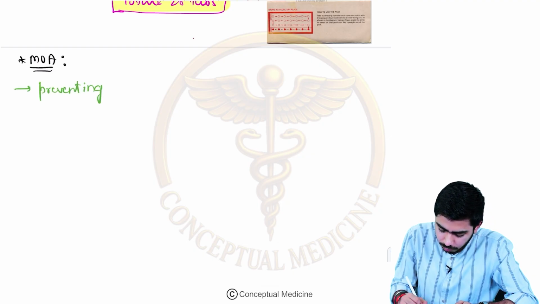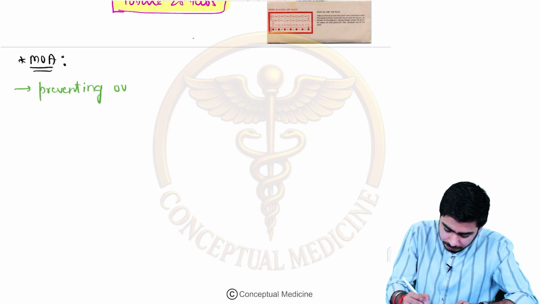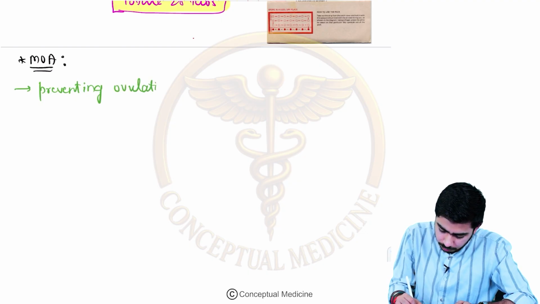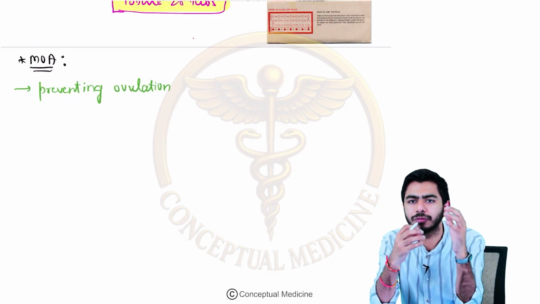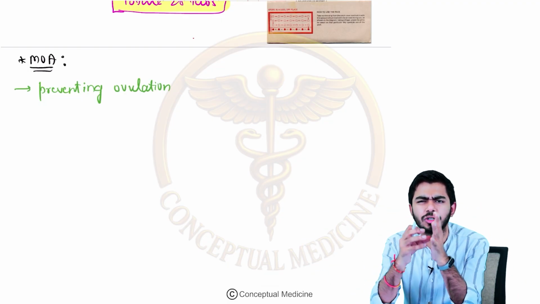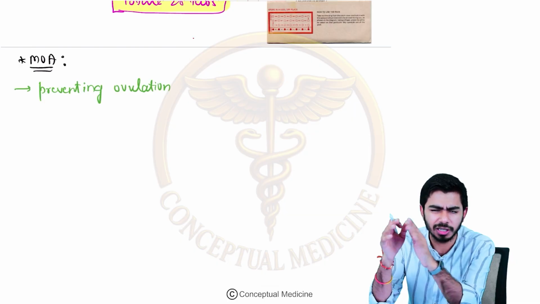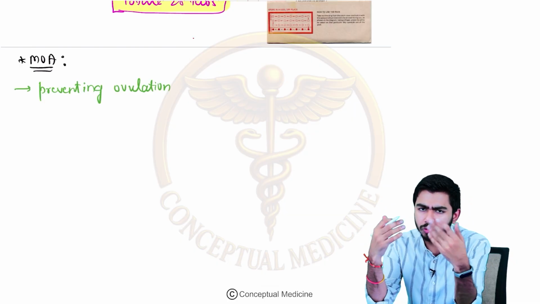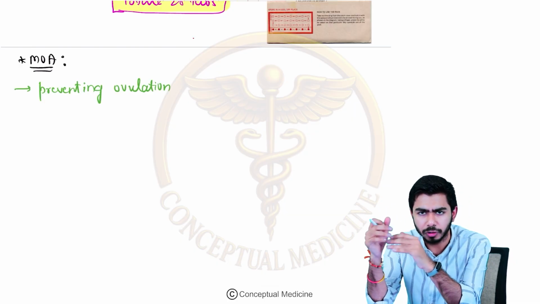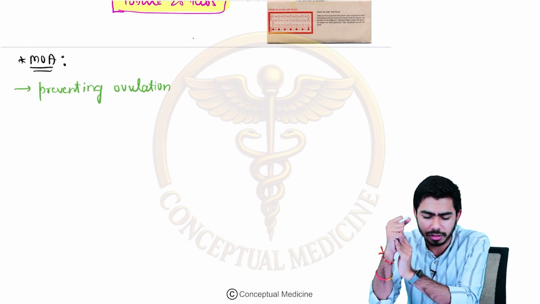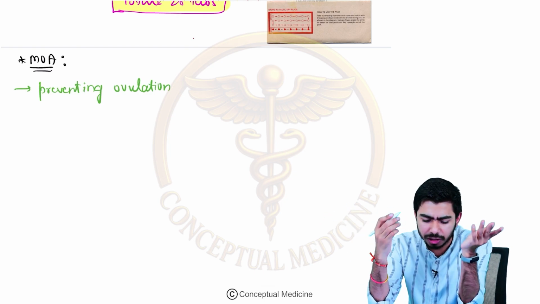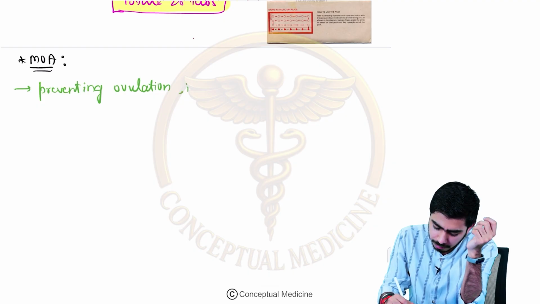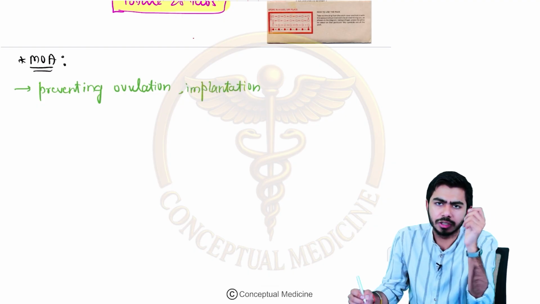It is preventing the ovulation, or it is preventing the exit of the oocyte from the ovary, right, or exit of the ovum from the ovary? Basically it is preventing the ovulation, and you know that if ovulation does not happen, then obviously the pregnancy chances are reducing drastically, right? That is how it is working. Second thing is it is preventing the implantation as well.